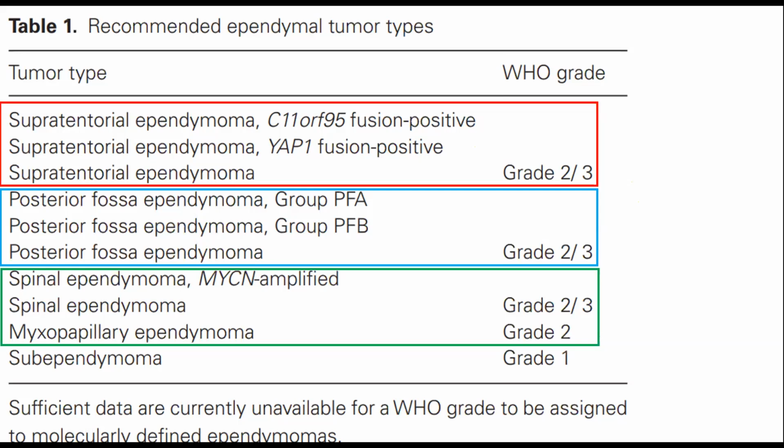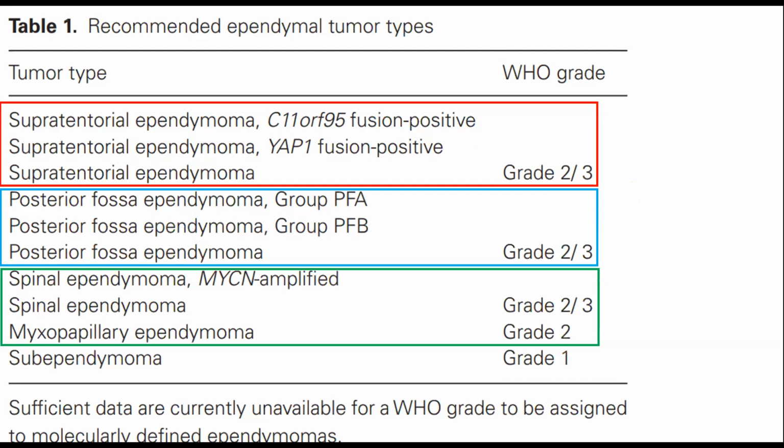It's not here, but you could put NOS, not otherwise specified, if you don't have data, or if it's a different molecular alteration besides C11 ORF and YAP1, you could put NEC, not elsewhere classified, because you do have data. For those, the NOS and NECs, still we're going to keep the old histologic feature-based classification. So we'll call them either a 2 or a 3. Now again, the diagnosis would be supratentorial ependymoma, NOS, WHO grade 2, or WHO grade 3, using elevated mitotic activity, vascular proliferation as primary criteria for bumping a 2 to a 3.